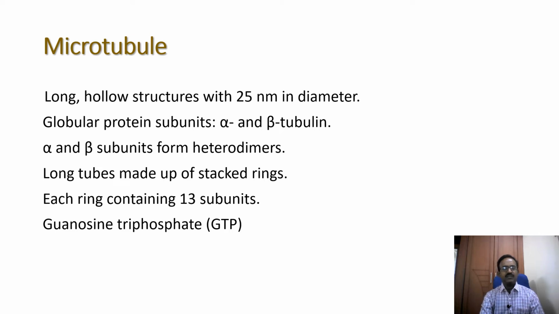Each ring usually contains 13 subunits of tubulin. One ring has 13 subunits. The end of the microtubule is attached with the guanosine triphosphate cap, which is important for the formation of the microtubule.